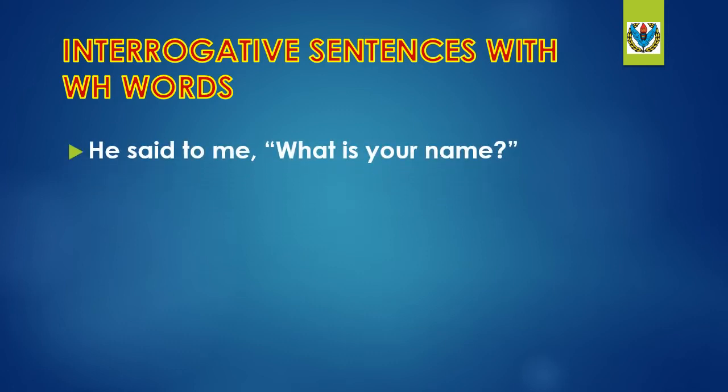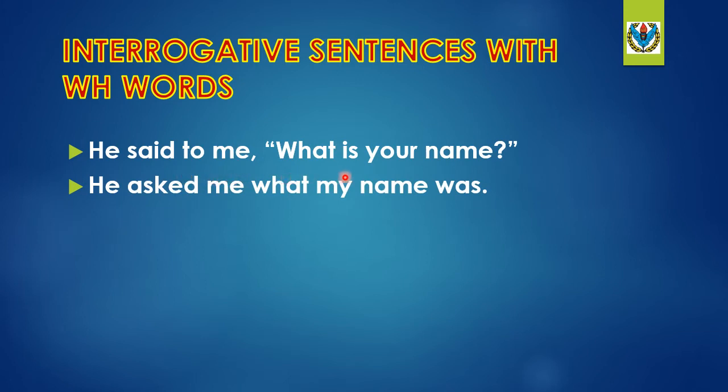Let's look at the sentence. He said to me, what is your name? There is reporting speech, this is reported speech, there is a question mark and there is a question word or a WH word. So this is another type of interrogative sentence that starts with a WH word. Let's see how to change this type of interrogative sentence into indirect speech.